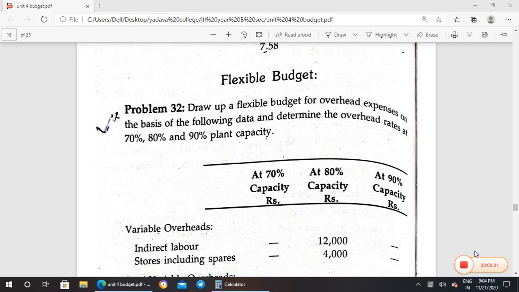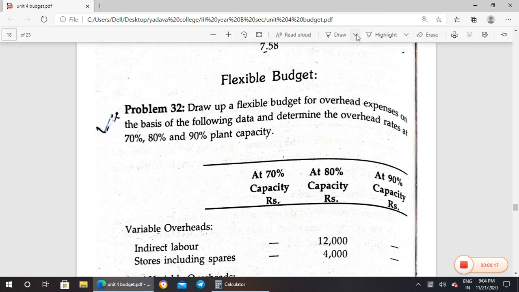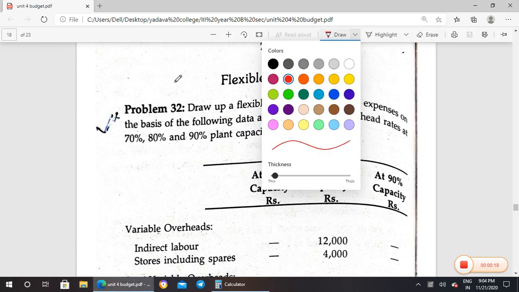So in part 3, we are going to talk about flexible budget. So far we have talked about production budget, material budget, cash budget, sales budget. Now we are going to talk about flexible budgets. In this flexible budget, they have given some problem.